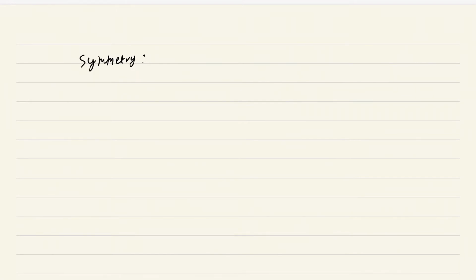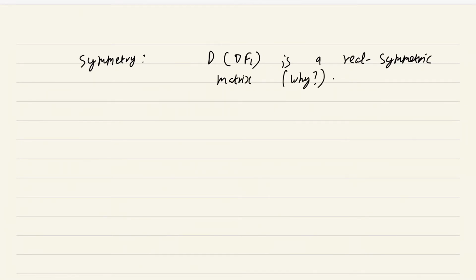Well, observe that D of gradient of F1 is a real symmetric matrix. And I leave it to you to ponder why this is so. This is again because F is C2. This D of gradient of F1 is going to be a real symmetric matrix. Okay, so let's just look at again the first term.